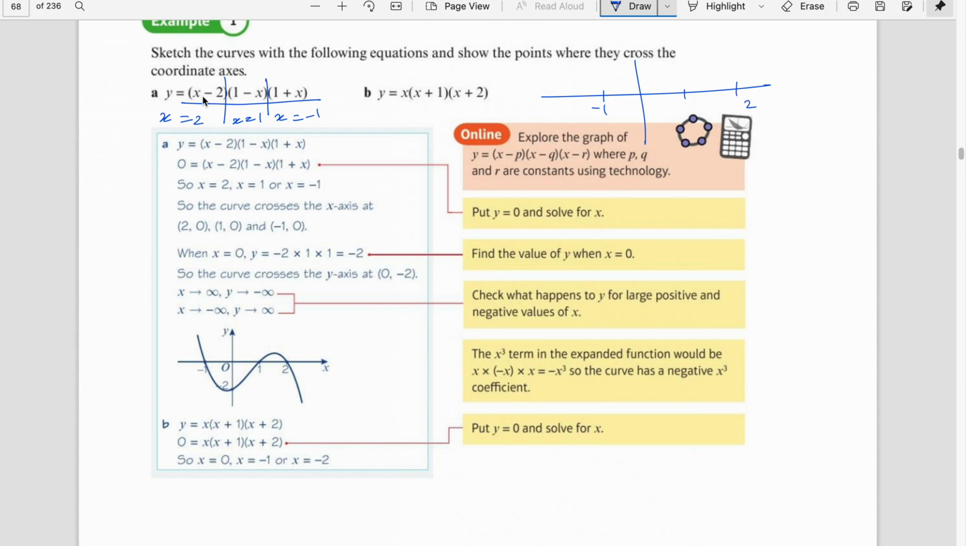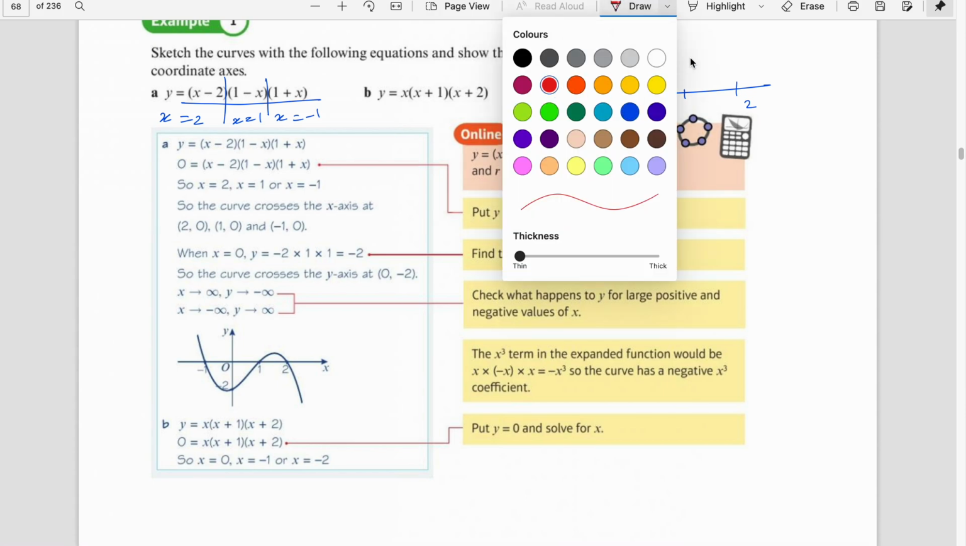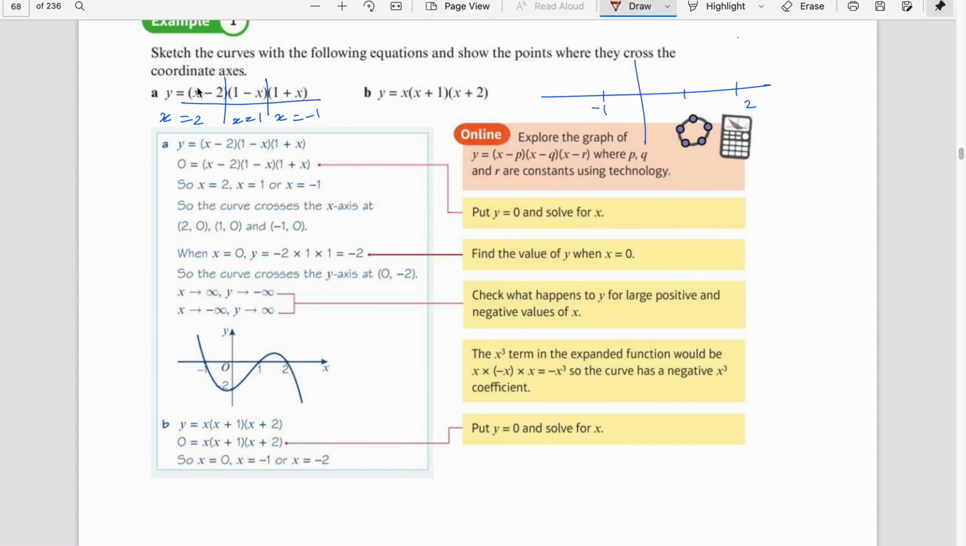And then if you look at it closely, you can see that the coefficient of x cubed is negative. When you multiply x with minus x, it is minus x squared. Again with x, it is negative. So it is negative x cubed, and the general shape would be like this. So this is how your graph will look. It passes through these given points, and this is the general shape.